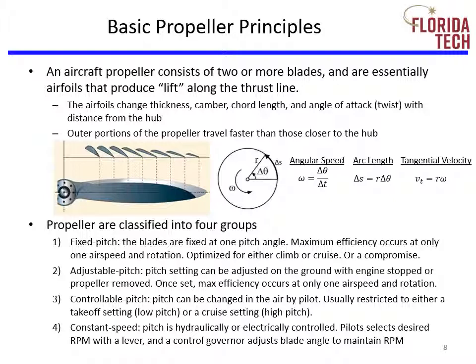Third is controllable pitch. This means pitch can be controlled in the air by the pilot, usually restricted to either a takeoff setting, low pitch, or a cruise setting, high pitch. And the fourth one is constant speed. This means pitch is hydraulically or electrically controlled. Pilots select desired RPM with a lever, and a control governor adjusts the blade angle to maintain the RPM.